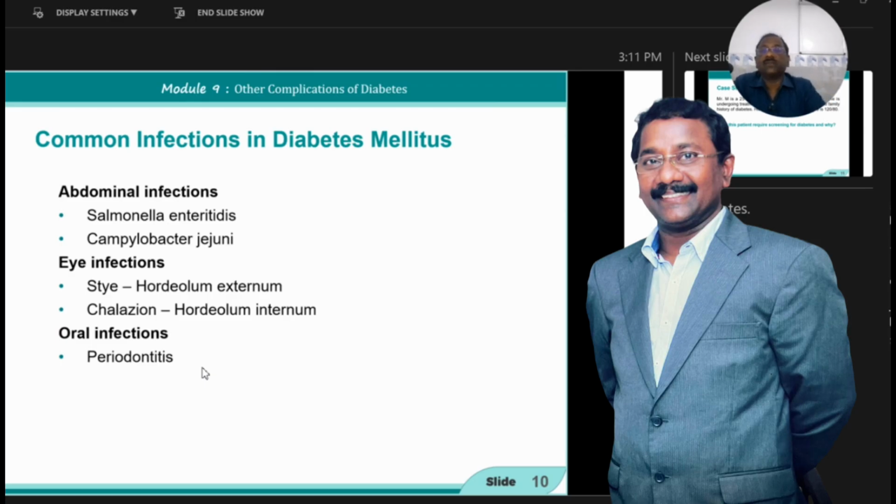Eye infections. See the stye, hordeolum externum, chalazion, hordeolum internum. Oral infections, periodontitis, are also very common. Oral infections are also related to ischemic heart disease. The more the periodontitis, the more at risk of getting ischemic heart disease, along with hyperuricemia and microalbuminuria. Oral infections, periodontitis, may also be a risk factor for future vascular diseases.